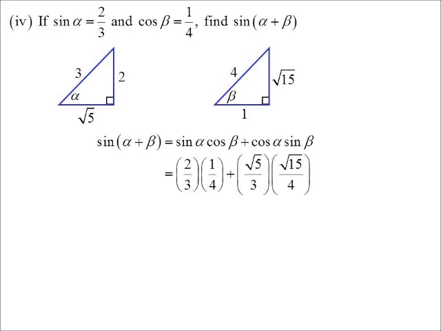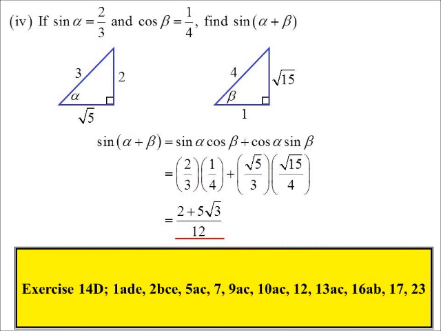Common denominator in this case is 12. So I've got 2 plus 5 root 3 over 12. And then I get an exact value. Whereas if I had gone to my calculator, I would have ended up with just a decimal approximation. Okay, so that's how we expand out in trig.